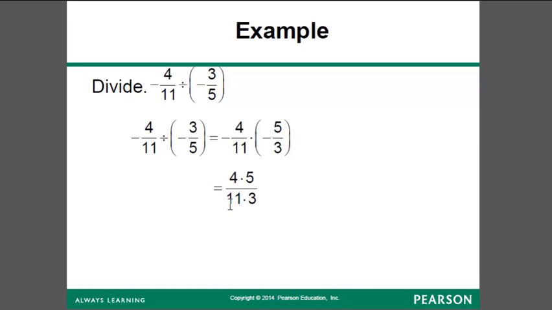Here, since 3 and 11 are both prime, and neither one will simplify with the numerator, I just multiply out, and I get 20/33.